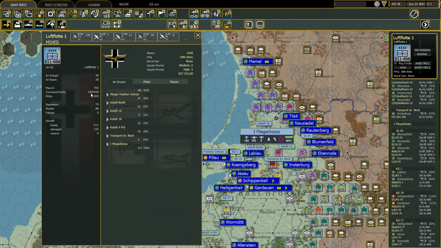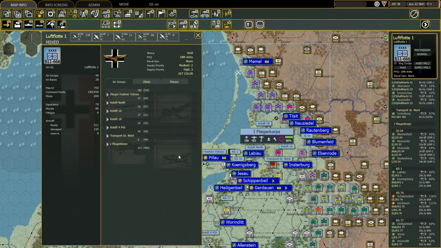Command points has the same function as the ground HQ command points. Pilots is quite explanatory. Experience and morale shows the average experience and average morale of all the units belonging to Luftflotte 1. And then you see here the number of ready aircrafts, which is also listed here, 511, and the number of damaged. And then if you make the sum, you get the devil's number, basically.